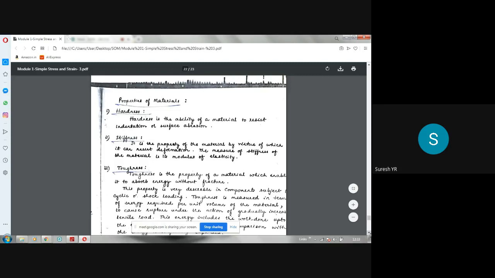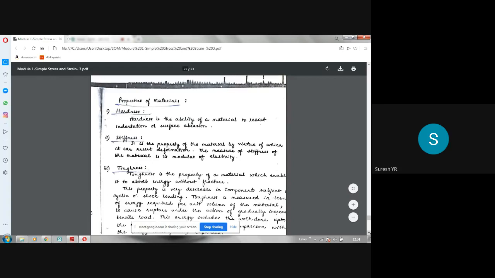You are going to conduct a test in the BMT laboratory called the hardness test: the Vickers hardness test and Brinell's hardness test. It is a measure of the surface hardness. Similarly, on concrete surfaces, you might have seen they conduct the rebound hammer test. They punch the concrete surface with a rebound hammer, and the force with which the hammer comes back gives an idea about the hardness. That is one of the properties of the material.